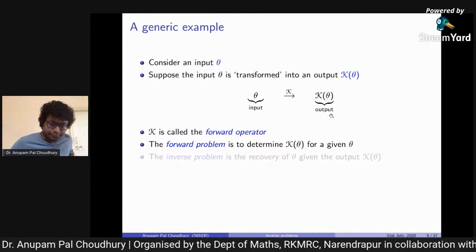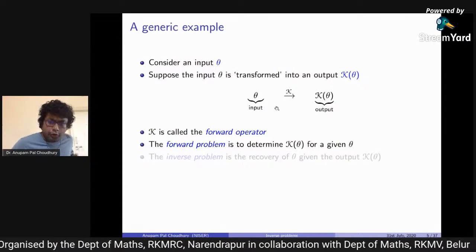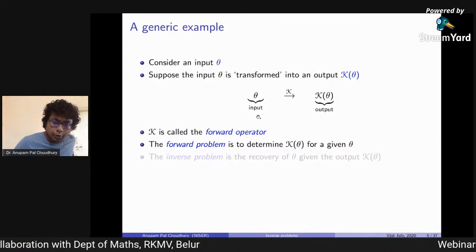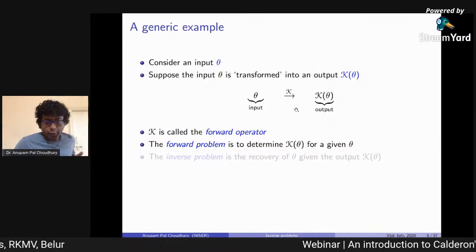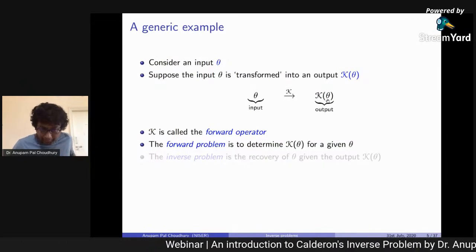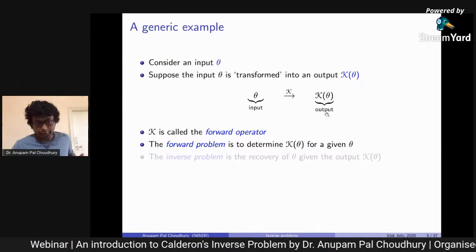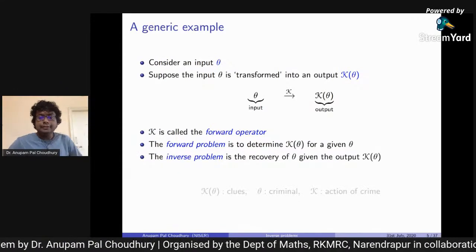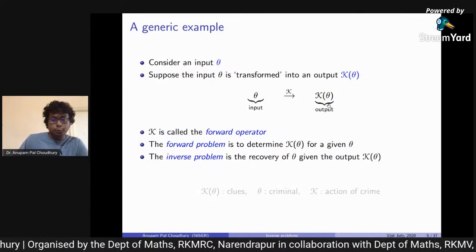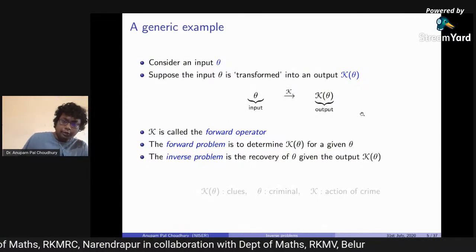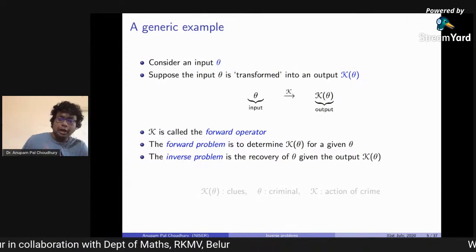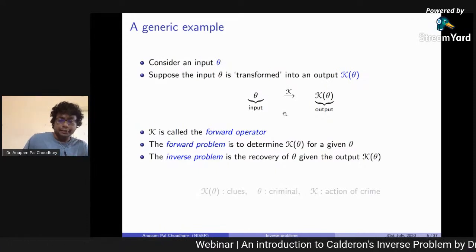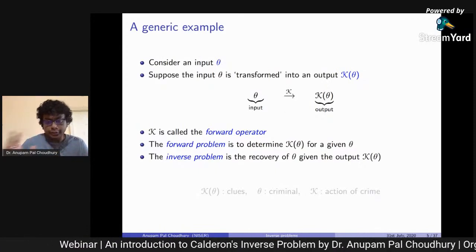Okay, and the forward problem, when you say a forward problem, what do we mean? We mean that given a theta, we want to determine what this k theta is. So given an input, we want to understand what the output is. That is the forward problem. The inverse problem is the recovery of theta given the output k theta. So k theta, the output or some information related to the output, is known to you, and you want to find out what this theta is. You want to recover the input that caused this output.